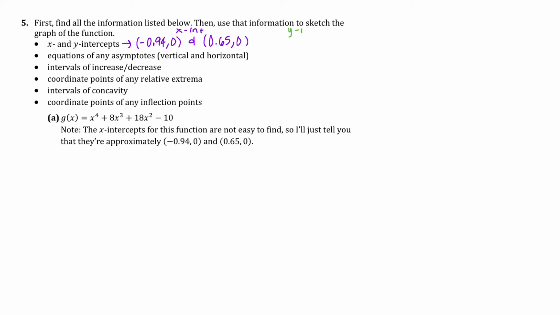For your y-intercept, that's where you let x equal 0. So y is equal to 0 to the 4th plus 8 times 0 cubed plus 18 times 0 squared minus 10. It's just equal to -10. So your y-intercept is at 0, -10. So you have your x-intercept and your y-intercept.